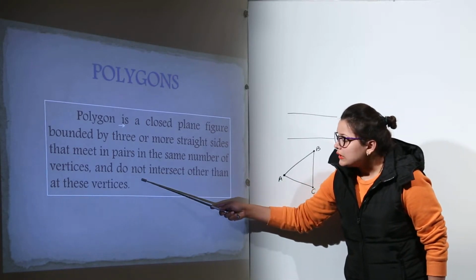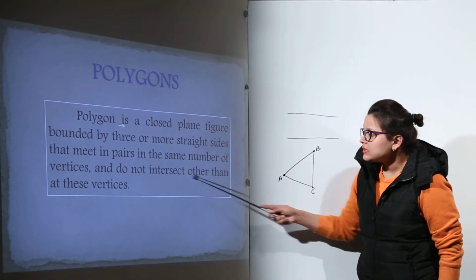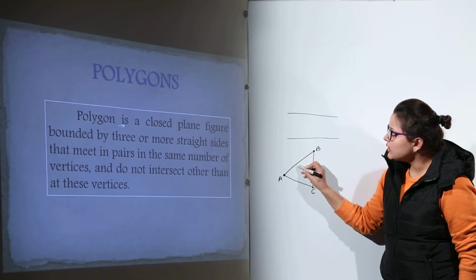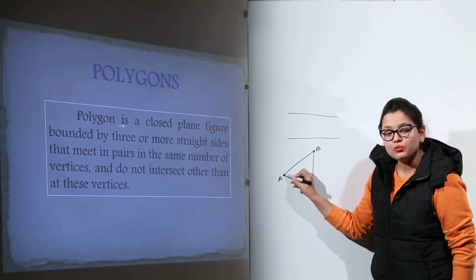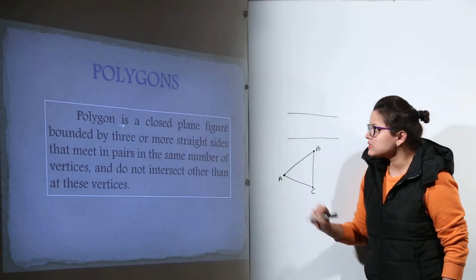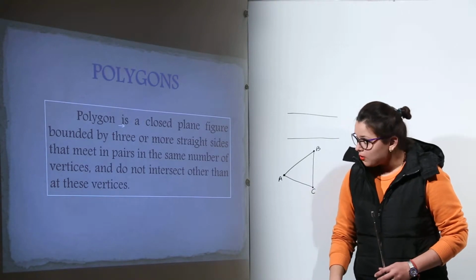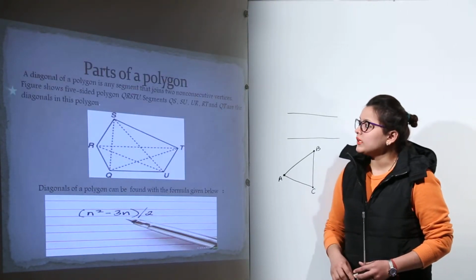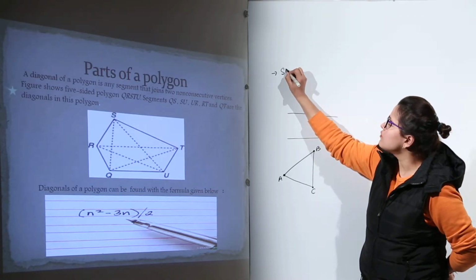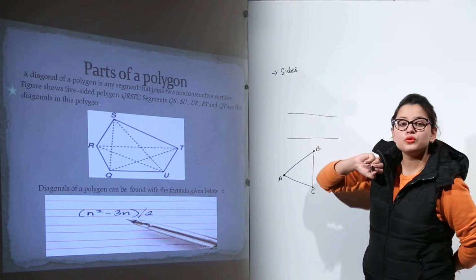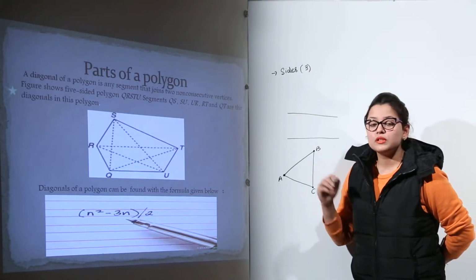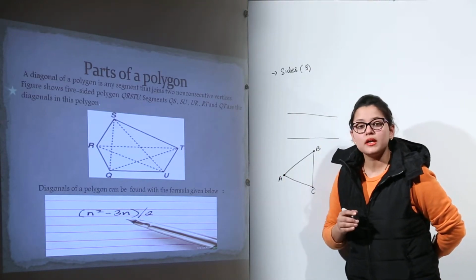And they do not intersect each other at these vertices, means both the sides are only meeting at one point. They are not intersecting each other at any other point other than your vertex. So these are the polygons. Now next is parts of a polygon. We have discussed 2 things to make a polygon. The first part is that you need a number of sides. How many sides minimum do you require? You need at least 3 sides to make a polygon. Without having 3 sides you cannot make a polygon.